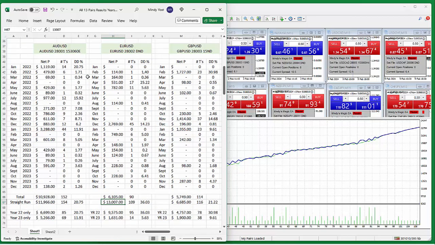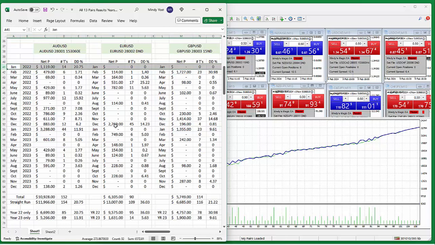So what we see is that the AUD USD in January of 2022 had a great month, and the Euro USD didn't. It didn't have much of a month at all. In fact, there were quite a few months over that 2-year time frame where the Euro USD pair didn't make any trades at all. That's not unusual. The pairs don't all make trades at the same time, right?